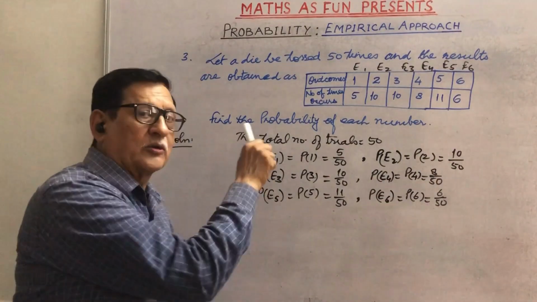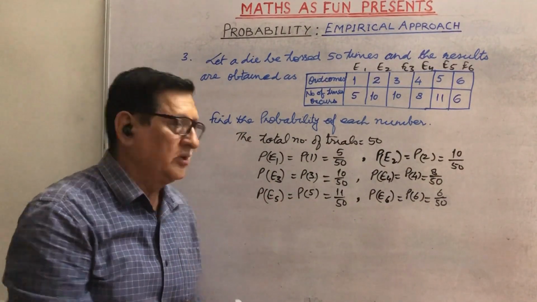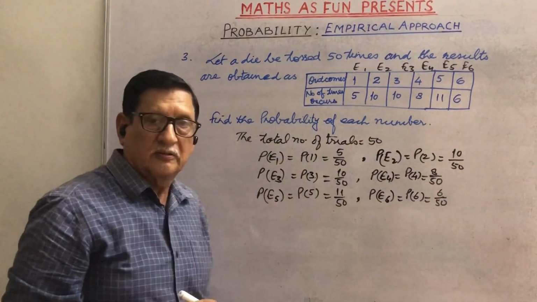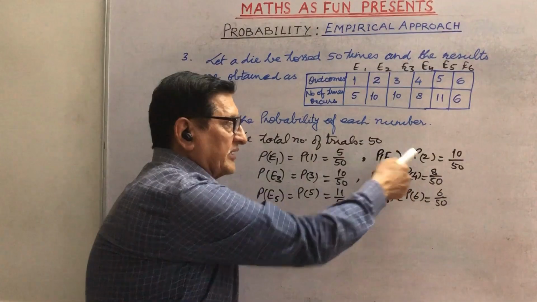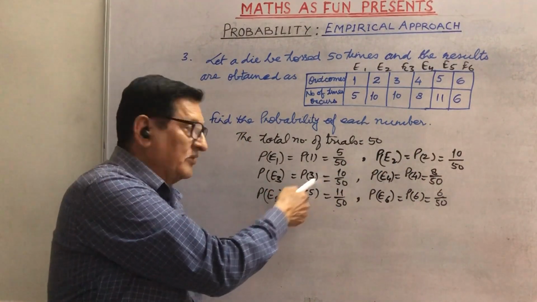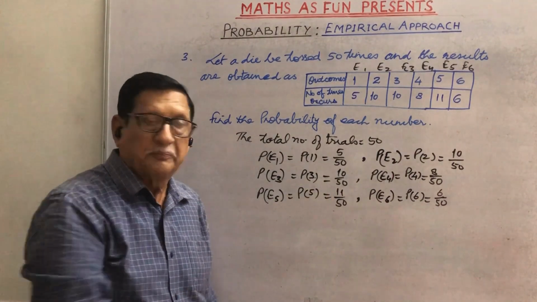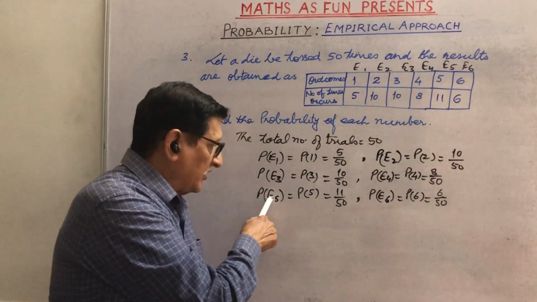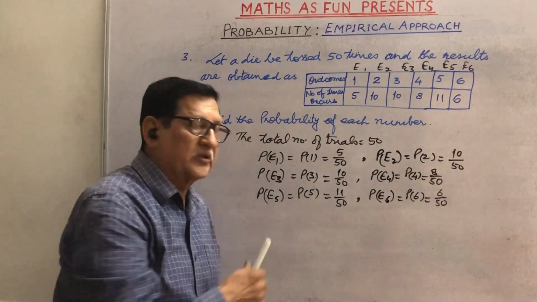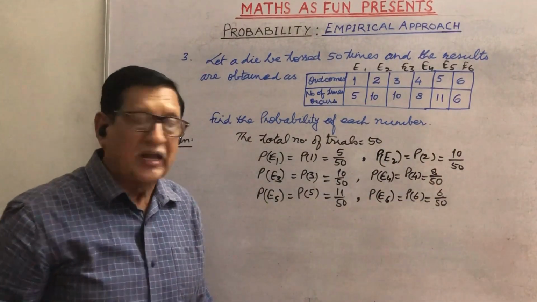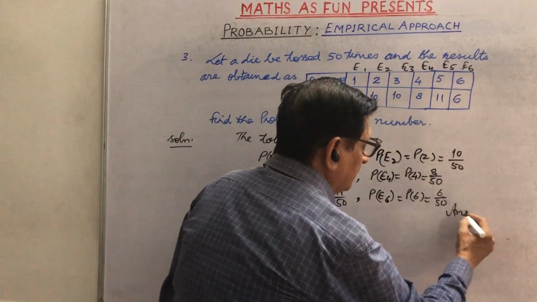Then the probabilities according to the empirical formula will be P(E1), that is getting 1, is 5 upon 50. P(E2) for getting 2 will be 10 upon 50. P(E3) getting 3 will be 10 upon 50. P(E4) getting 4 will be 8 upon 50. P(E5) getting 5 is 11 upon 50. P(E6) getting 6 is 6 upon 50. And this is the answer to the problem.